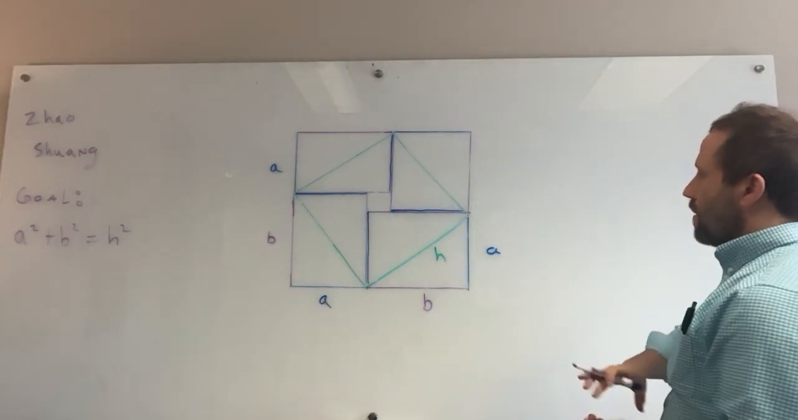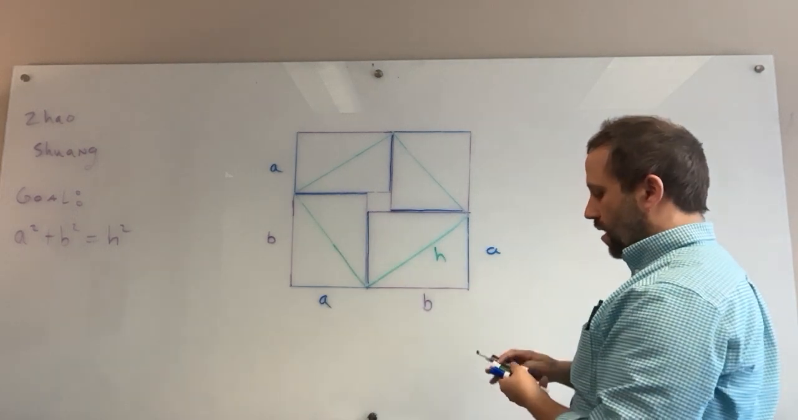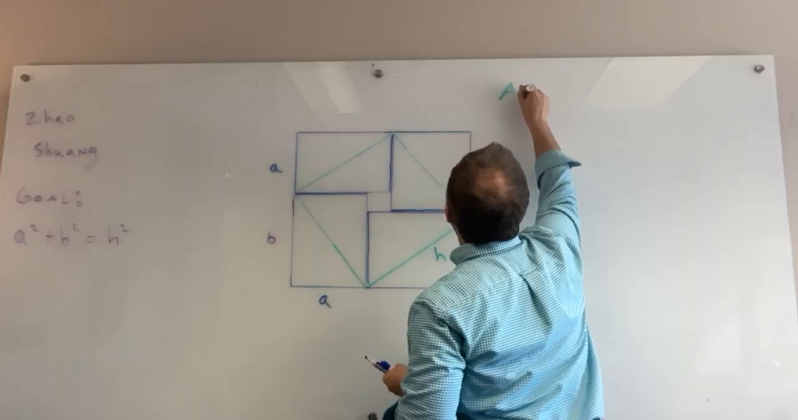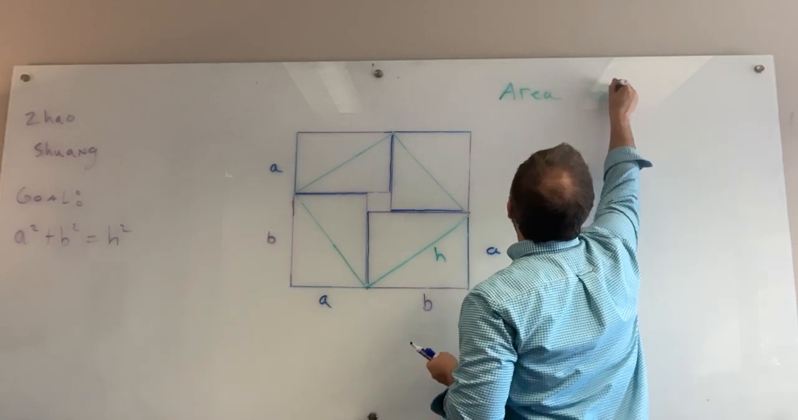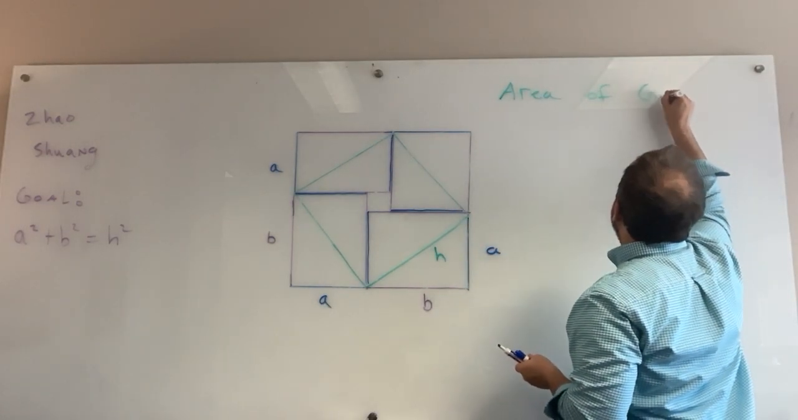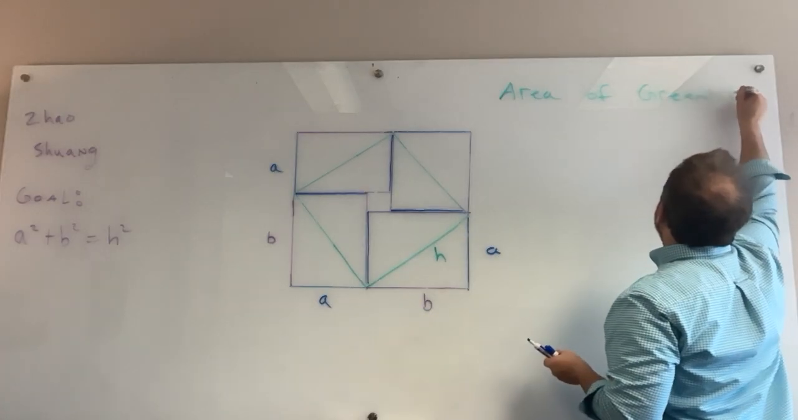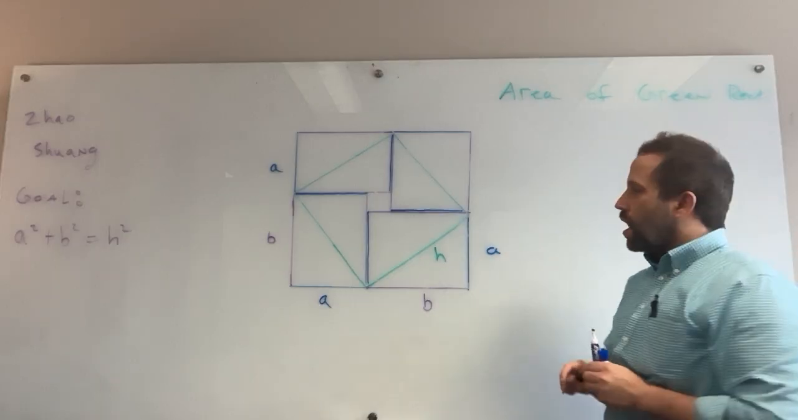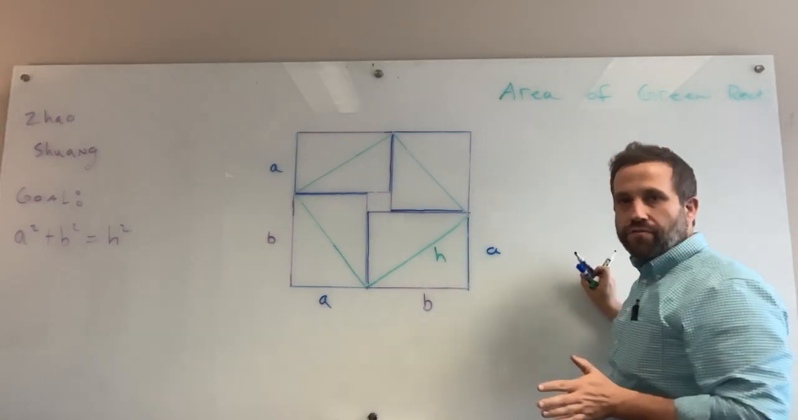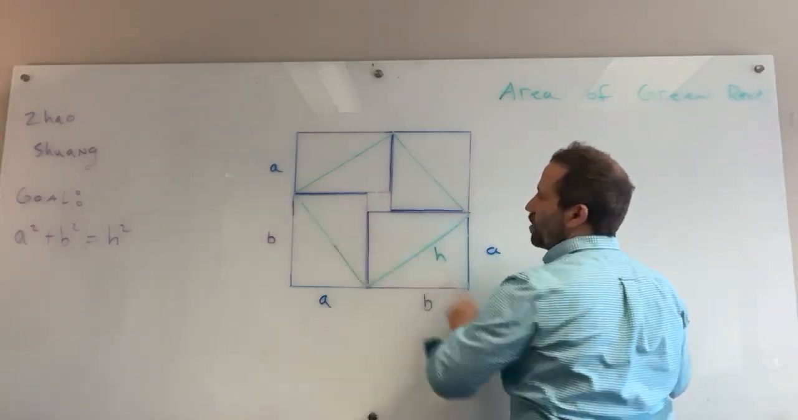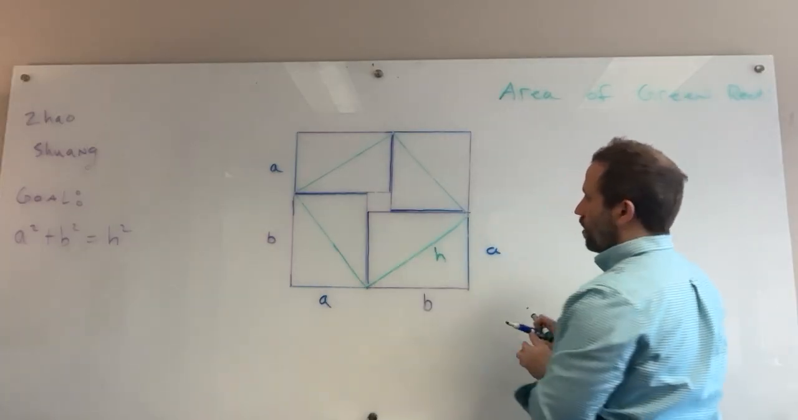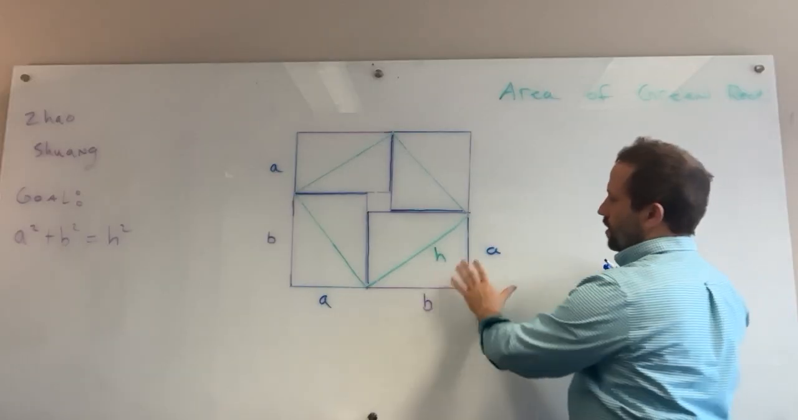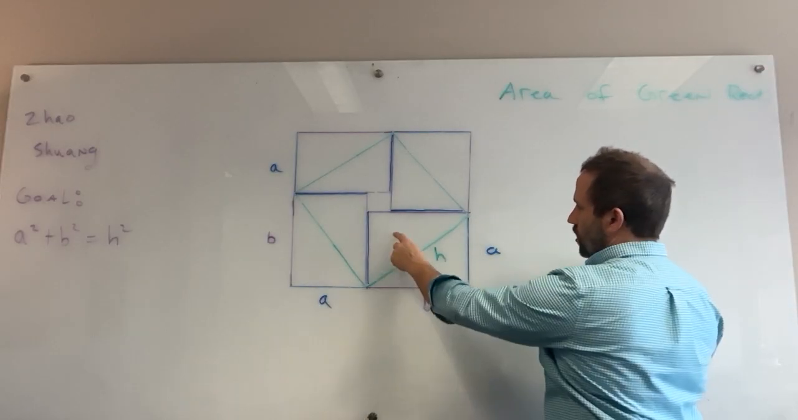Okay, so let's think about the area of the green rectangle. What is the area of the green rectangle? Well, there are 5 different regions: these 4 triangular regions here, and then this square. So again, let's think about this. What are the areas of the triangular regions? Let's look at this one.